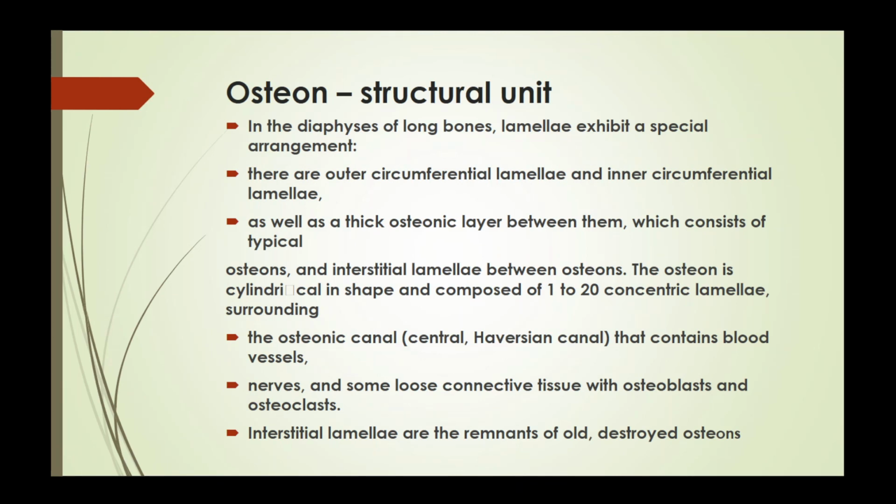Osteon, structural unit. In the diaphysis of long bones, lamellae exhibit a special arrangement. There are the outer circumferential lamellae and inner circumferential lamellae, as well as a thick osteonic layer between them, which consists of typical osteons and interstitial lamellae between osteons. The osteon is cylindrical in shape and composed of 4 to 20 concentric lamellae surrounding the osteogenic canal, the central Haversian canal, that contains blood vessels, nerves, and some loose connective tissue with osteoblasts and osteoclasts. Interstitial lamellae are the remnants of old destroyed osteons.